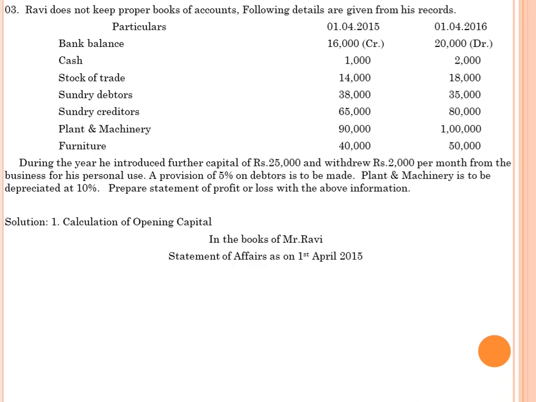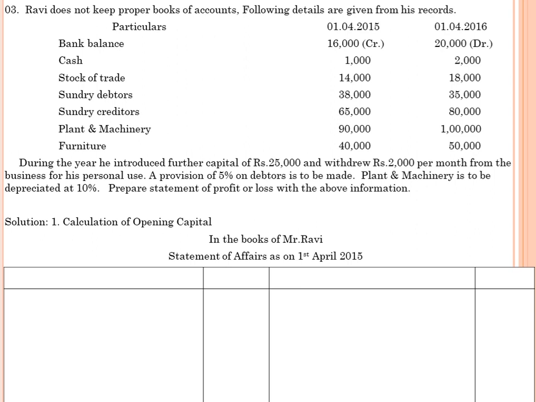So write down: calculation of opening capital in the books of Mr. Ravi, statement of affairs as on 1st April 2015. Divide into four columns: liabilities, amount, assets, amount. We start from the liability side. Here the bank balance is given as 16,000 credit, so you consider this balance as a bank OD, bank overdraft. So we start from liability: bank OD 16,000. Next, sundry creditors given 65,000. Only these two items are given in liabilities.